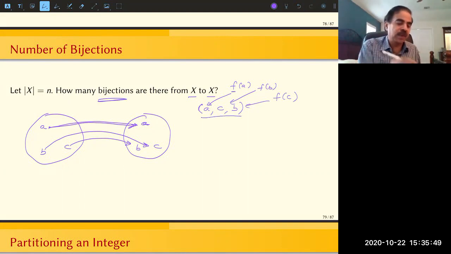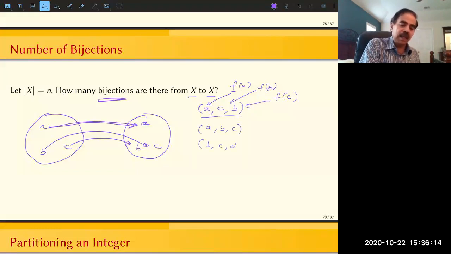So what we are going to do is summarize the bijection by simply writing down the image of A, B, and C. Okay. So if we write it down this way, now we can say that every distinct string here, so A, B, C, or B, C, A, each of those defines a different function, right?